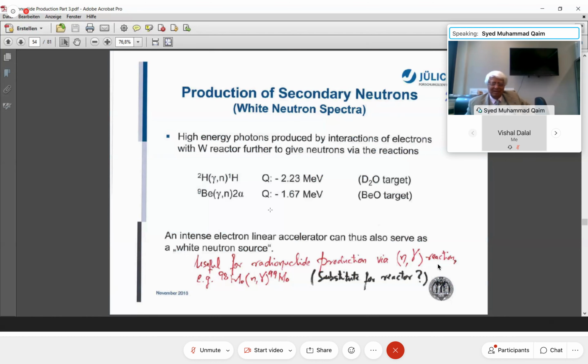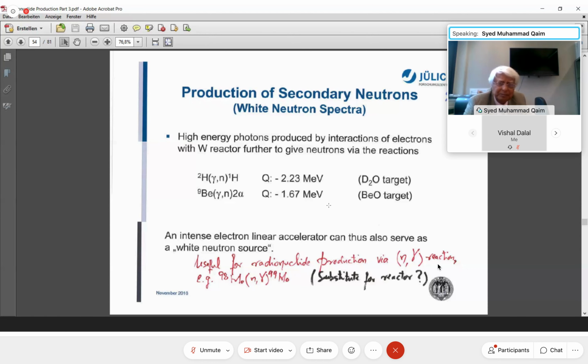Another advantage of the LINAC, the linear accelerator, is that you can produce secondary neutrons, not only hard photons, but also secondary neutrons. What happens there? The high energy electrons, as we have seen, first give gammas, and these gammas, if there is some hydrogen containing material, give us neutrons. Hydrogen containing material or beryllium containing material gives us neutrons, a beryllium target or a deuterium target.